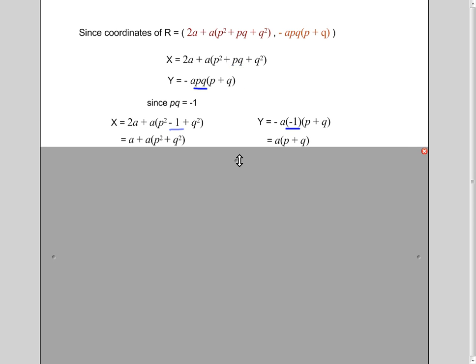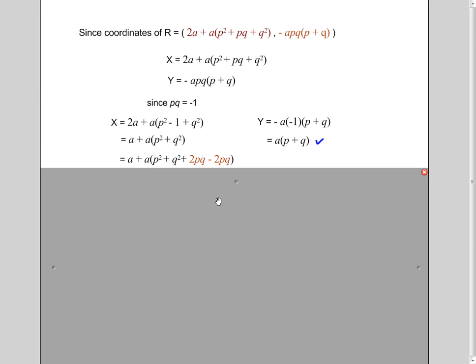So can I simplify that? I get 2a minus a, which is a. And I'm left with a p squared plus q squared. So that's okay. For this one, minus minus positive, that's okay. What next? I'm trying to do a little trick here because I noticed that this has p plus q. And if somehow I can write this in terms of p plus q, I can then substitute y over a into my x equation. So let's look at this.